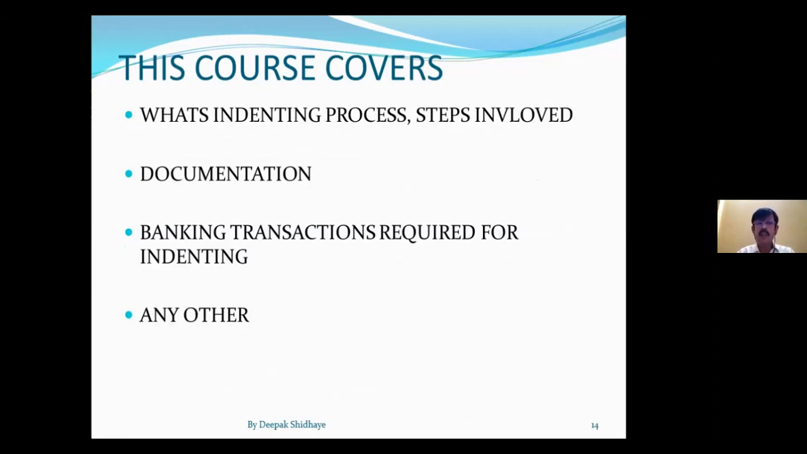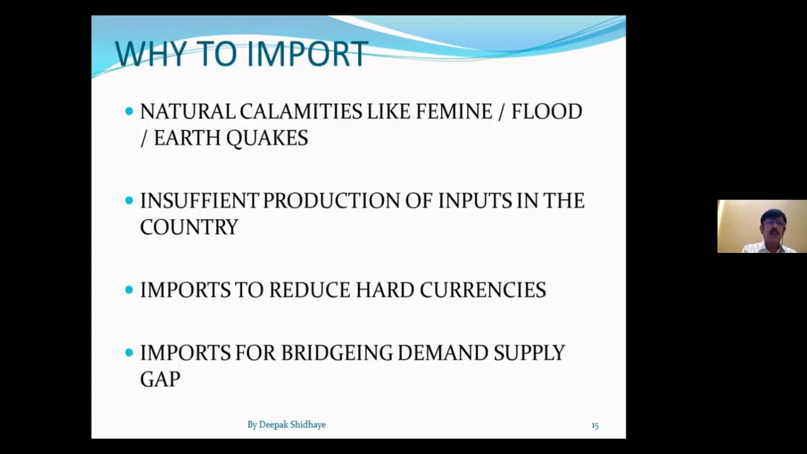What are the indenting process steps involved? What is the documentation? It is a big chain, from customer to supplier, and you are handling everything and matching it. Then banking transactions: normally the bulk volumes are done through LCs. Some, like perishable items, are sold on a consignment basis. And some are on advance payment, if you are doing business with Iran or any other country. So this is how and why import happens.